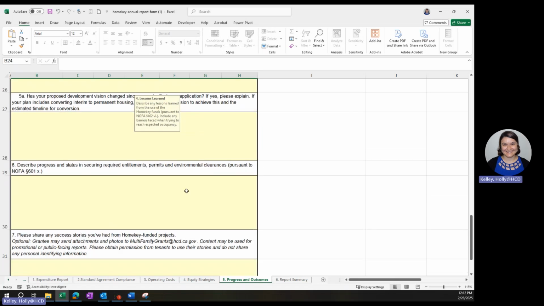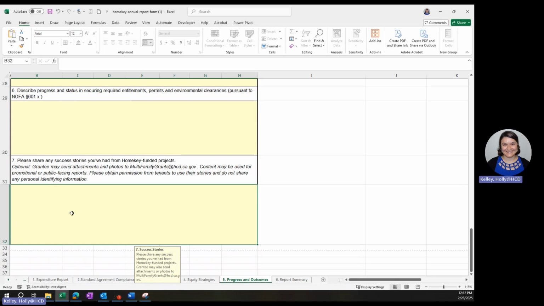The last question, prompt number 7, asks for you to share success stories you've had from your Homekey funded projects. This last prompt is entirely optional. However, we do use these stories in conjunction with the quantitative data to report on what grantees have been able to accomplish through the Homekey program and advocate for the continuation of the program.